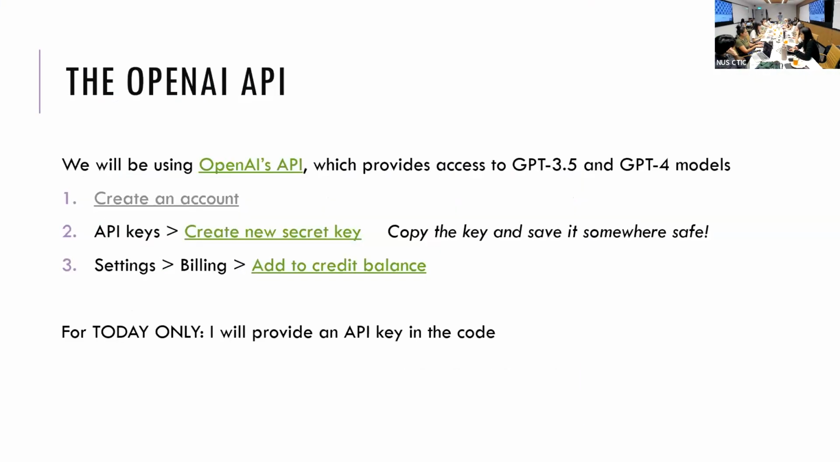Okay, so the setup. Today we are going to use the OpenAI API to access GPT. You might have played with ChatGPT. OpenAI is the company that built ChatGPT, and they also have GPT models that you can access. Maybe we don't have to do these 3 steps now, because for today I have provided an API key in the code that you can just use.